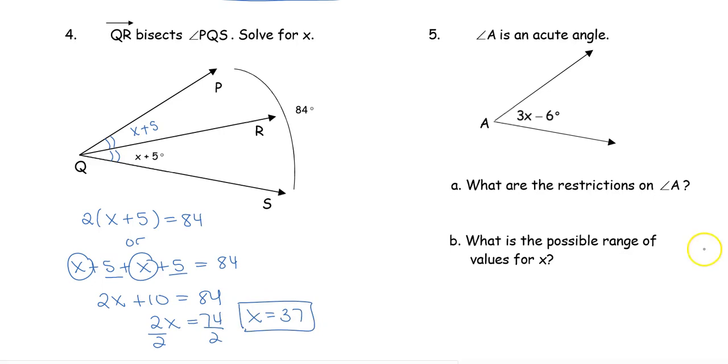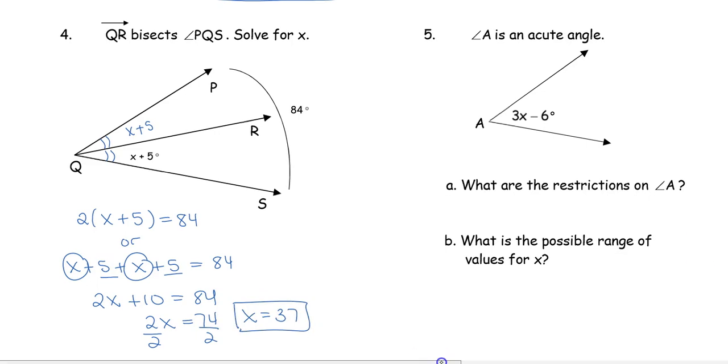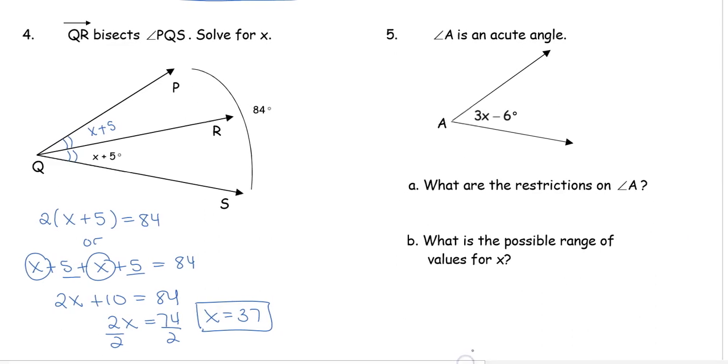All right, last one, and this is a big one. Here, we are given that angle A is an acute angle. Another vocab word here. An acute angle is a smaller angle. It's between 0 and 90. So our first question is, what are the restrictions on angle A? Well, angle A has to be between 0 and 90.